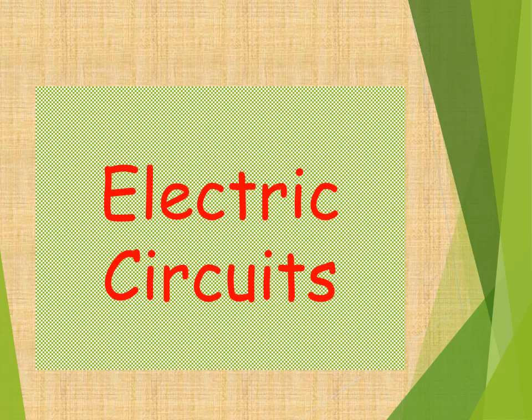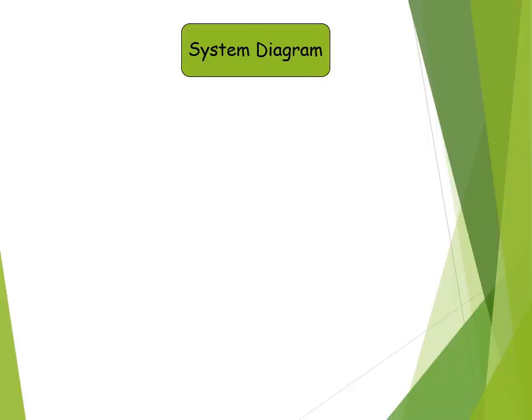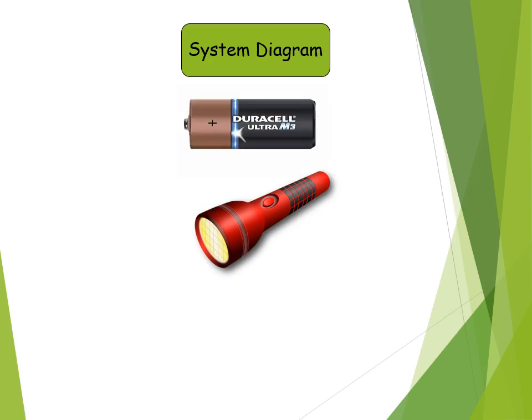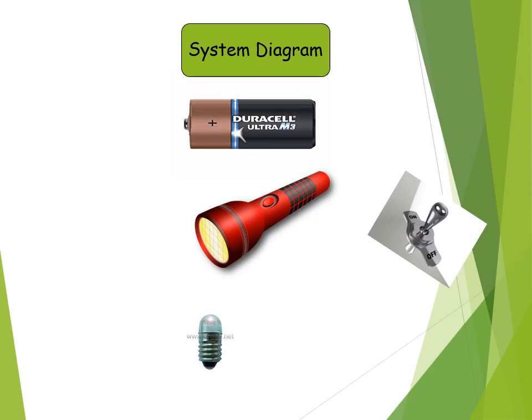This short video demonstrates to you how a simple electric circuit works and how to draw all its components. In this system diagram, we use a torch as an example. Now, the torch consists of a few components such as a battery, a switch, a bulb, and wire that connects the three components together.